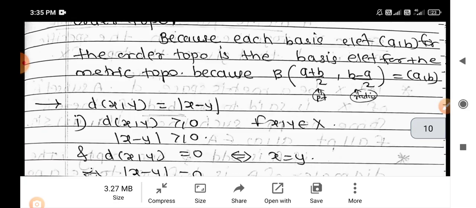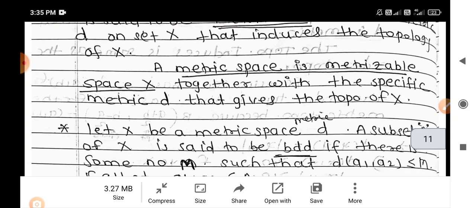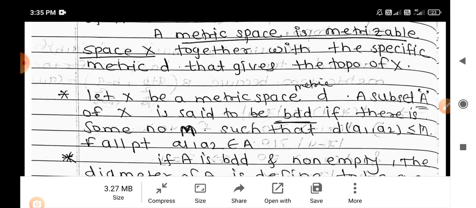And lastly, we say that X be the topological space. X is said to be metrizable if there exists a metric D on set X that induces the topology of X. That is, a metric space is a metrizable space X together with a specific metric D that gives the topology on that metric space X. So, if we define X as a metric space corresponding to metric D, then that space is called a metrizable space.